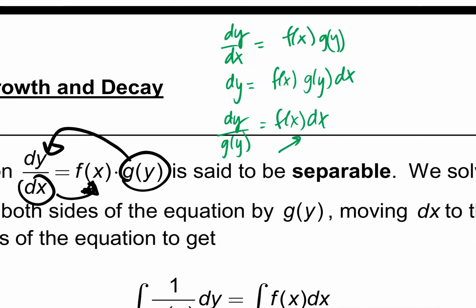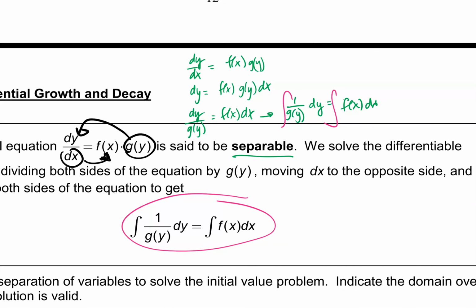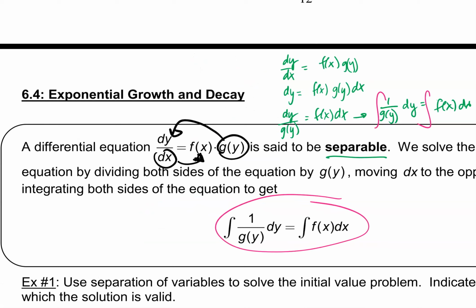So now that I've separated the variables, that's why it's separable, because I can separate the x and y variables. I literally have 1 over g(y) times dy equal to f(x) dx. The last thing to do is take the integral of both sides, and that's what it's showing down here. The solution is found by anti-differentiating each side with respect to its thusly isolated variable. On the left I have y's, on the right I have x's. Awesome. Let's go ahead and do example 1.